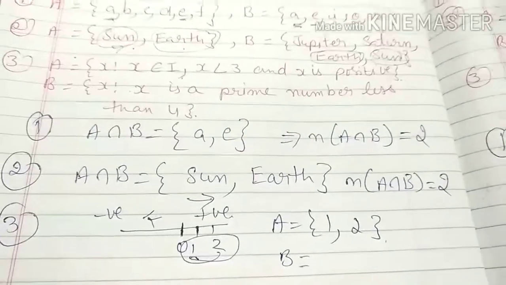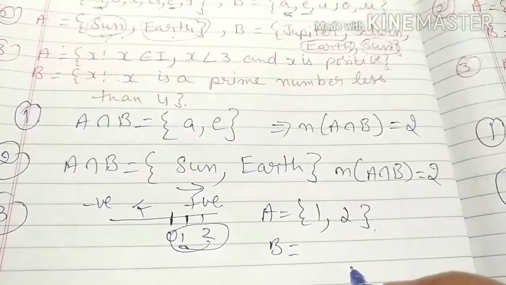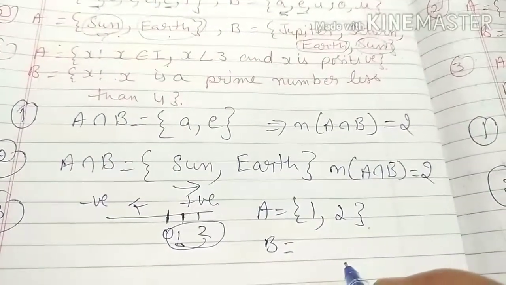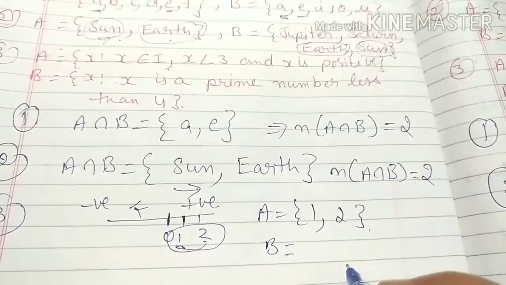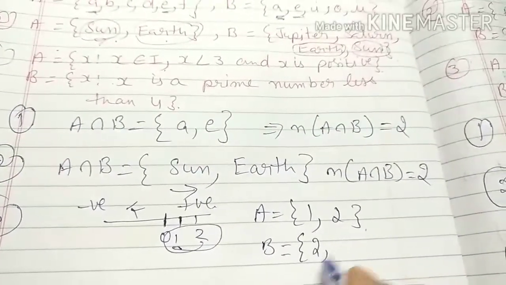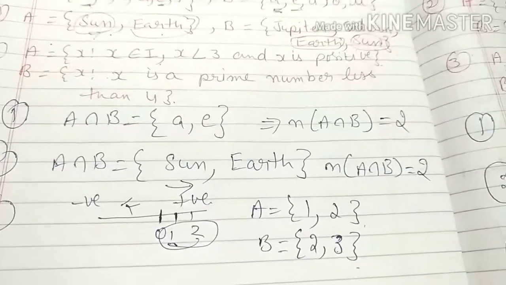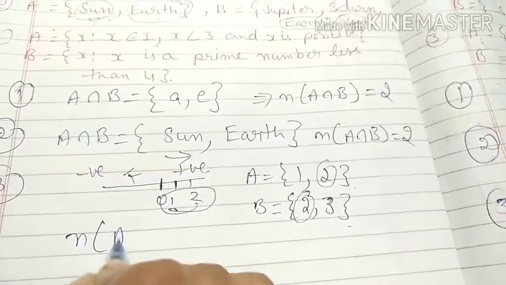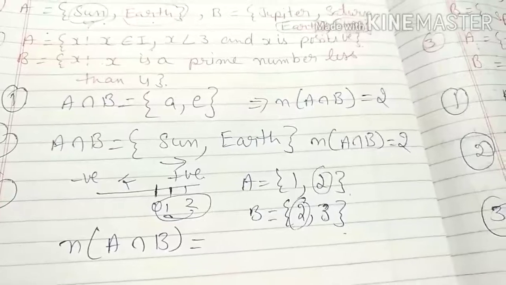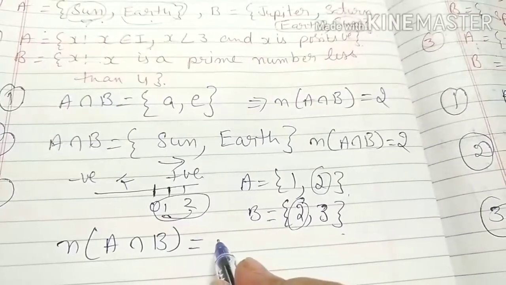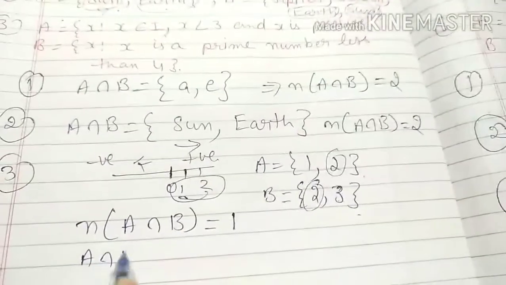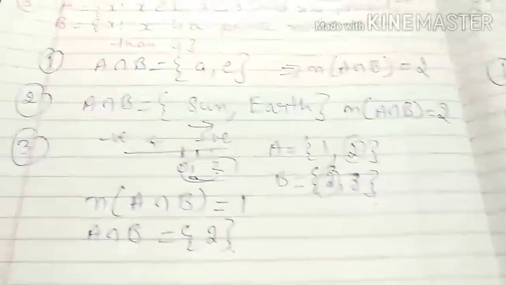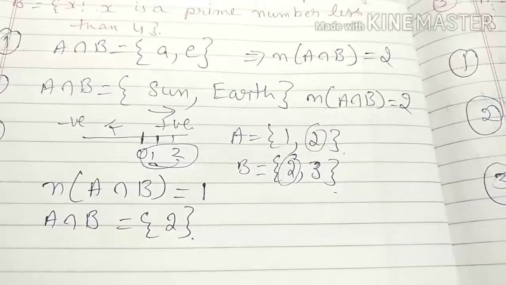Now set B. Here X is a prime number less than 4. Less than 4, there are only 2 prime numbers, 2 and 3. Now what is the common element between them? This is the common element. So when you write A intersection B, that is only 2, and the cardinal number is 1.